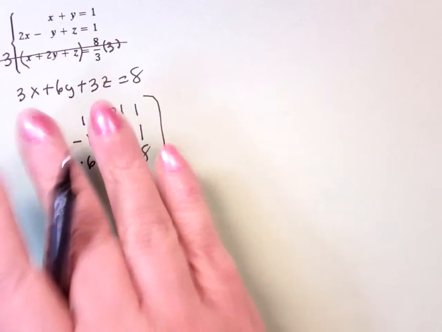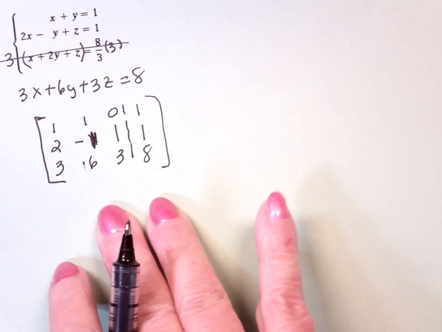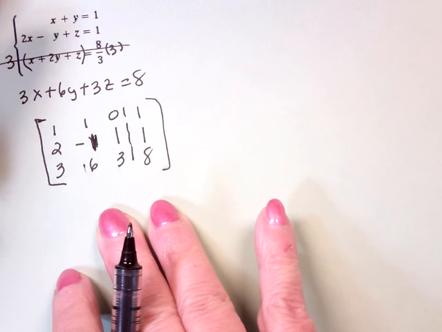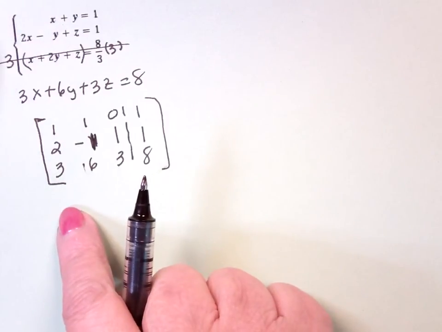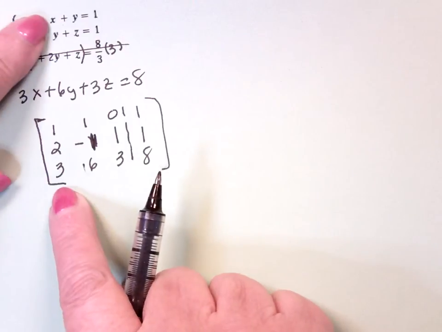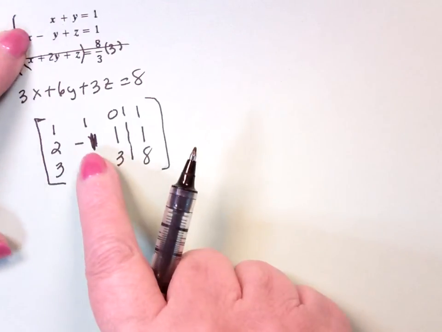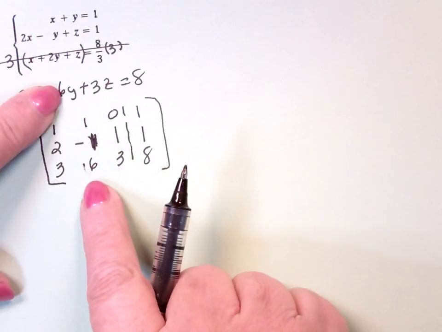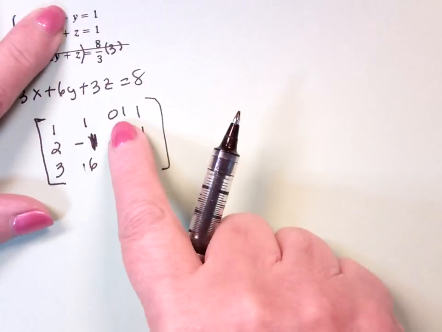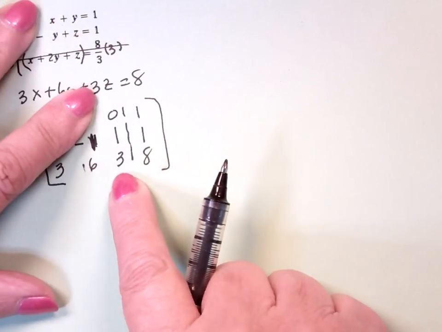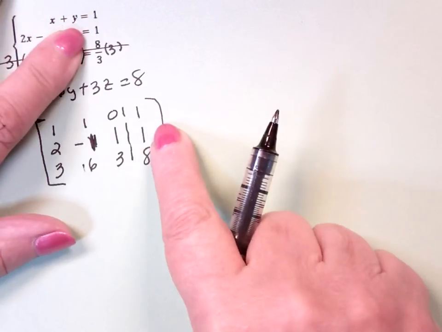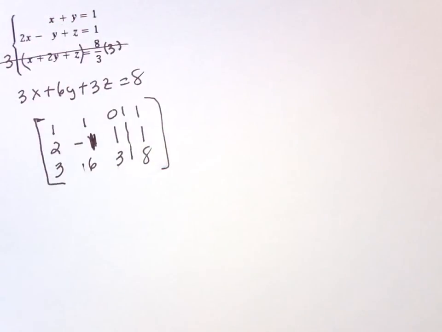Now what I normally do, especially once I get into 3 by 3s, because I can make mistakes so easily on the 3s, I go down the columns. 1x, 2x, 3x, 1y, negative 1y, 6y, 0z, 1z, 3z, 1, 8. Looks like I've got the matrix correct. So if I do it in rows, then I check it in columns.